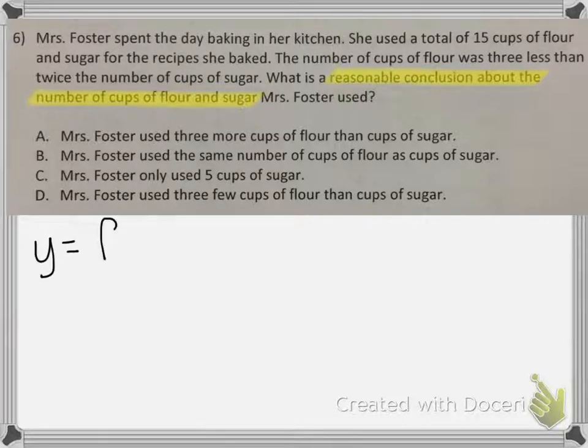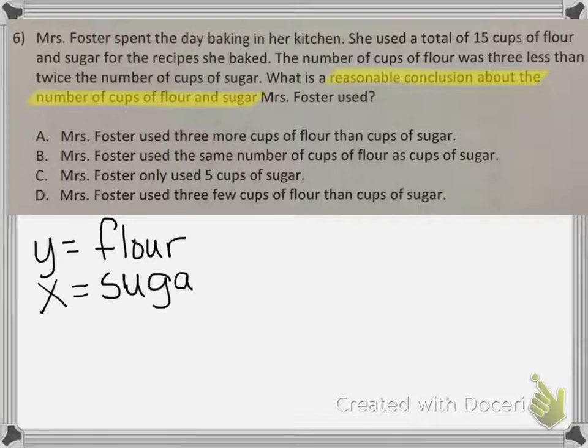So we will let y represent cups of flour she used, and x represent the cups of sugar that Mrs. Foster used. Let's go back to the word problem. It says she used a total of 15 cups of flour and sugar. So that would be represented with y, flour, and sugar, so y plus x equals a total of 15.